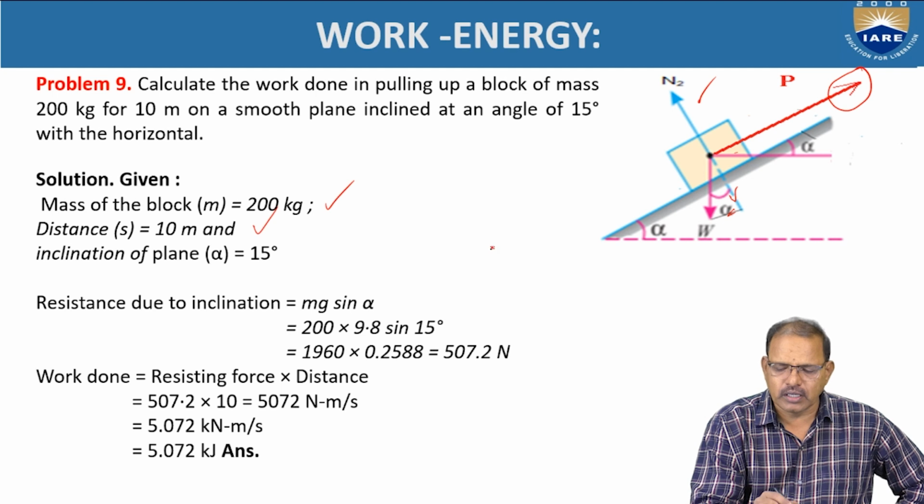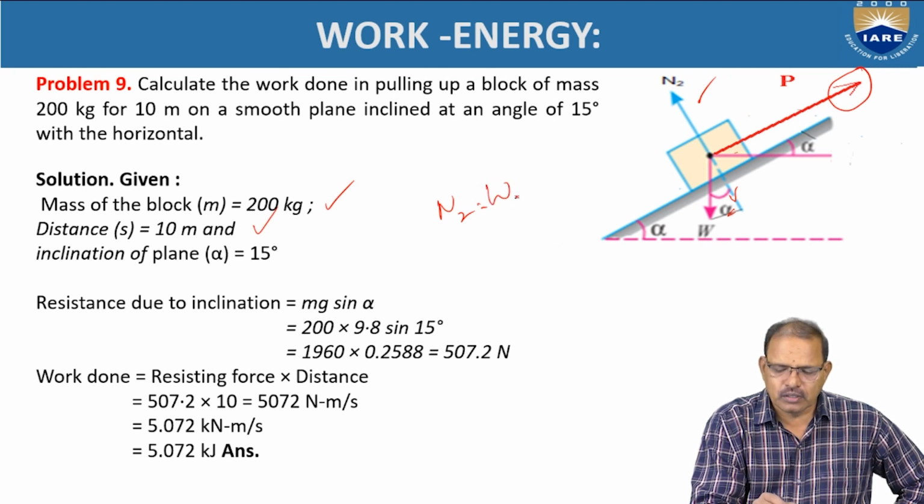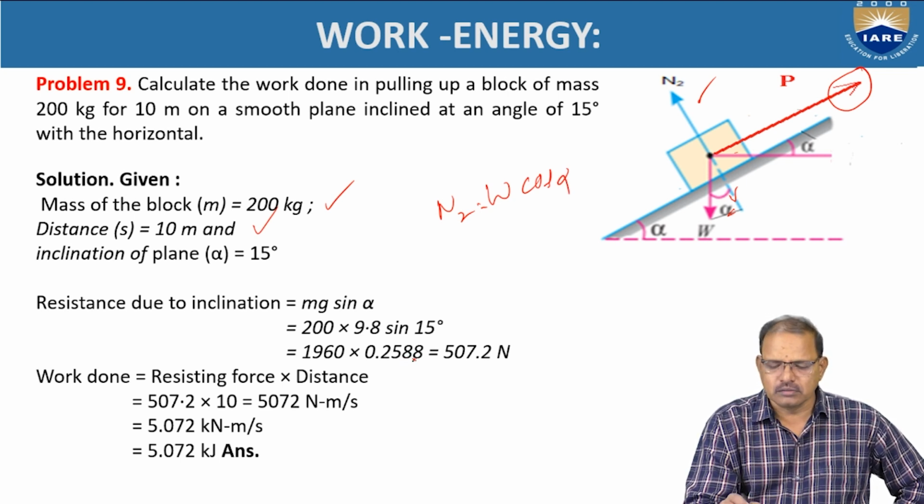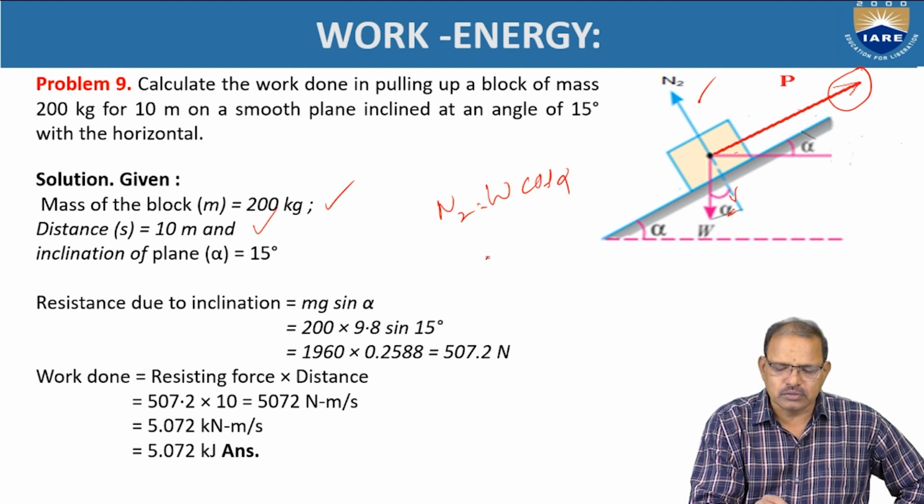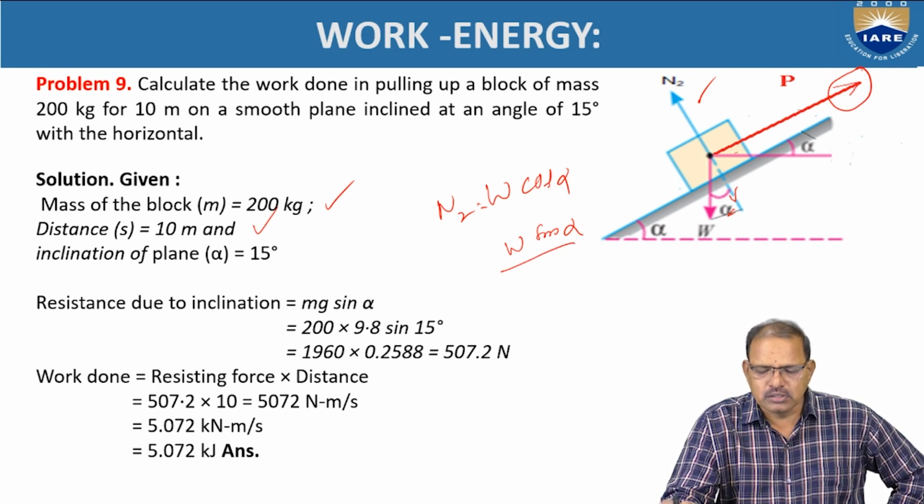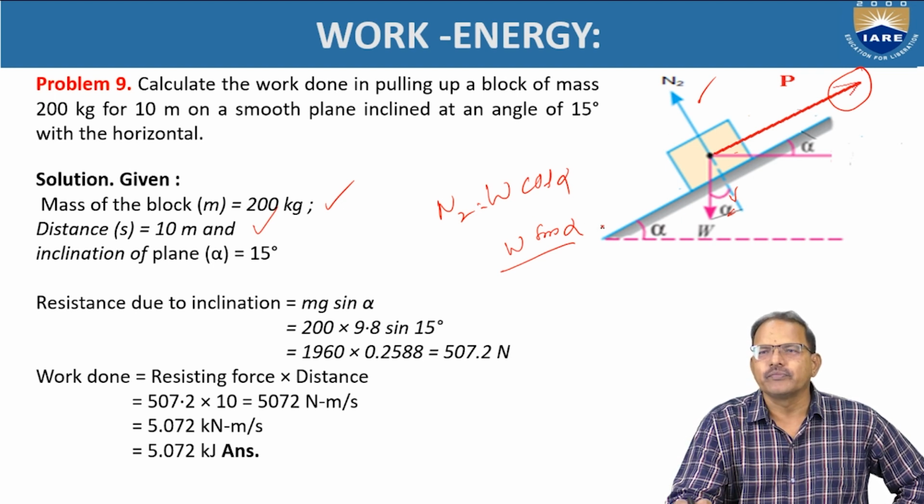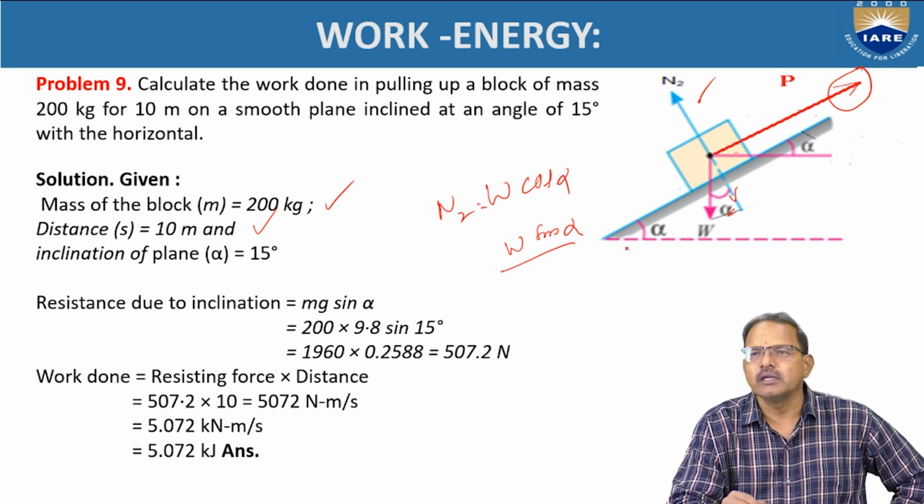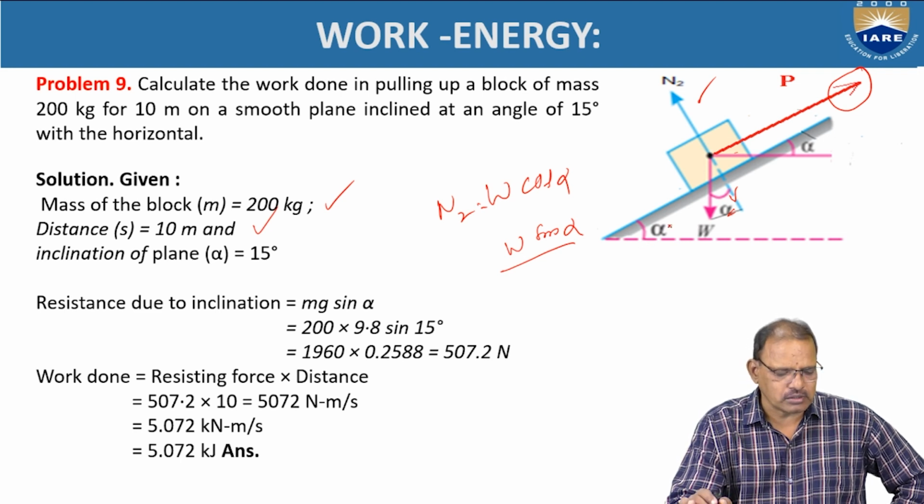Hence N is equal to W into cos alpha. The weight component which is acting along the plane is equal to W sin alpha. It always tends to move the body in the downward direction. So the resultant force is P minus W into sin alpha. So work done is equal to force into distance, that is, P minus W sin alpha into S. We require this equation.